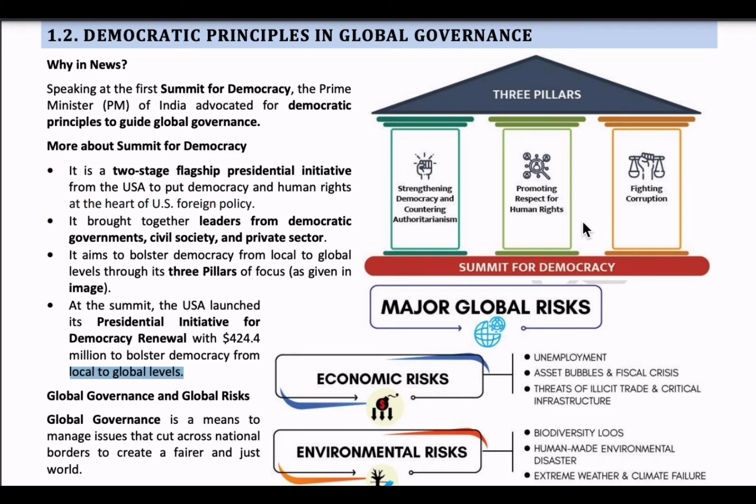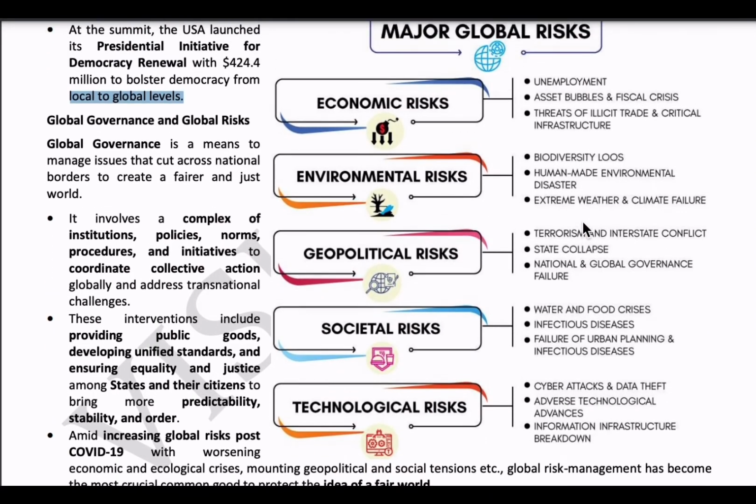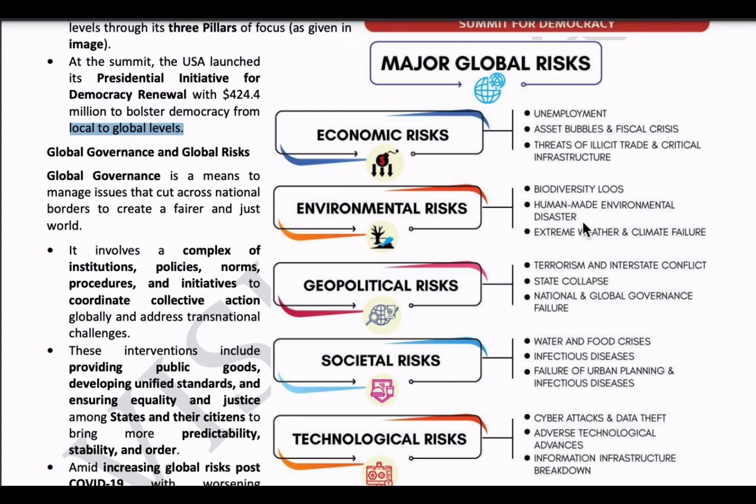In the summit, our Prime Minister spoke about global governance. So we will now learn about global governance as well as global risks. Global governance here actually means to govern globally by including policies, procedures, etc. at the global level. Now imagine, guys, you are the Prime Minister of India. To implement this global governance, what will you do, and in which areas can global governance be applied?